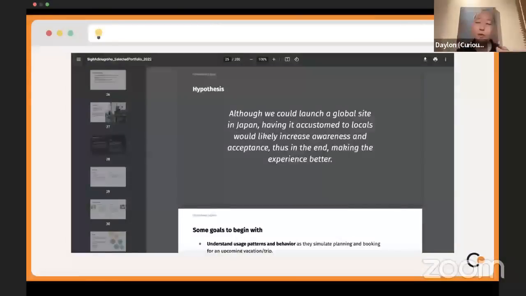So in his portfolio, you'll see some of his leadership principles, but you also see a particular portfolio case study on HomeAway Japan. In this case study, he actually went to Japan, and before he went, he started with a hypothesis, right? The hypothesis was, although we could have launched a global site in Japan, having it accustomed to locals would likely increase awareness and acceptance, thus making the experience better. So in summary, if we localize the Japanese site for HomeAway, we are going to get better engagement with our Japanese customers. That was his hypothesis.